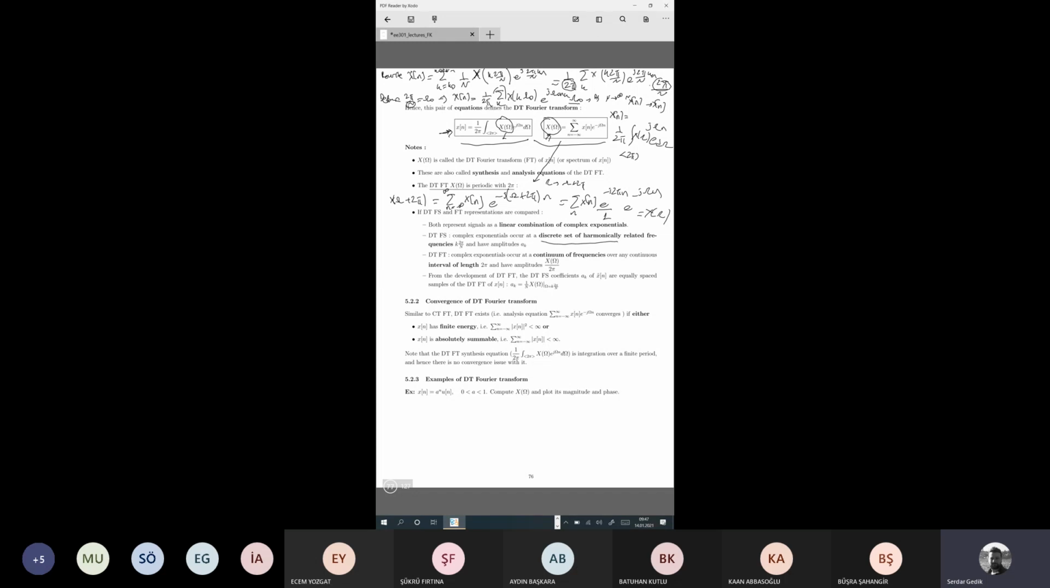From the development of the discrete time Fourier transform, the discrete time Fourier series coefficients a k of x tilde of n are nothing but equally spaced samples of the discrete time Fourier transform of x of n. So it is already here. If you have X of omega, the discrete time Fourier transform of the aperiodic version, you can find the Fourier series coefficients a k for the periodic version by simply sampling at those specific points.